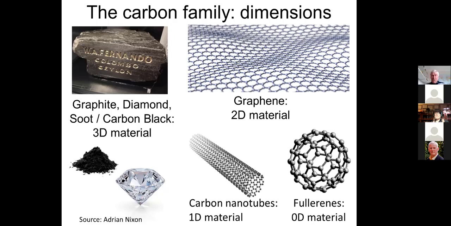Carbon nanotubes have been around for longer. They're an example of a 1D material because you can only extend them in one direction, whereas graphene can be extended in two directions. You can also put multiple layers of graphene together, but they still retain the properties of graphene. And there's also fullerenes, which can't be extended in any direction, but they are an interesting object.